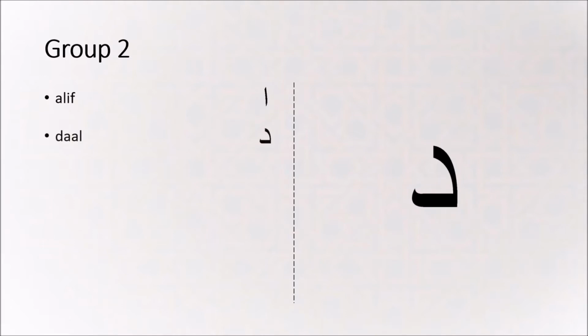Our first letter is Alif. This letter represents A. Our next one, Dal. This letter represents D. Our third letter is Dhal. This letter represents the. This one looks very similar to Dal. The only difference is that we have to add a dot on top.